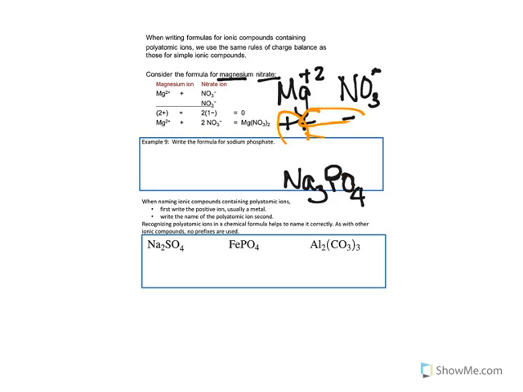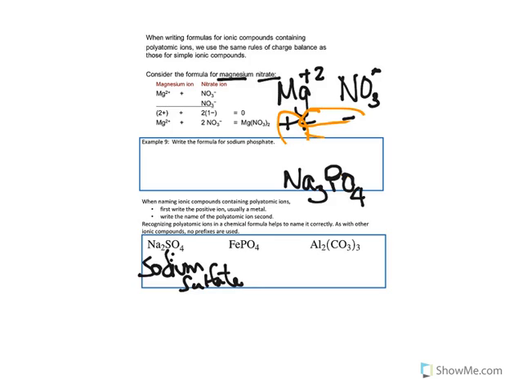Na, if we look on the periodic table, is sodium. SO4, if you look at your table from the previous page, is sulfate. So we have sodium sulfate. How about the next one?